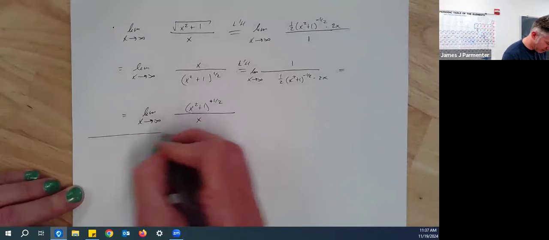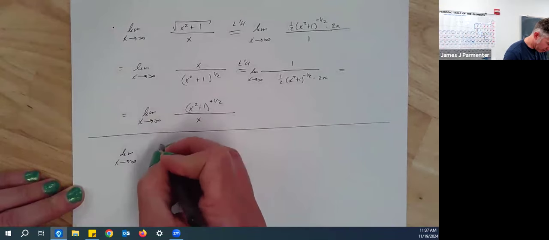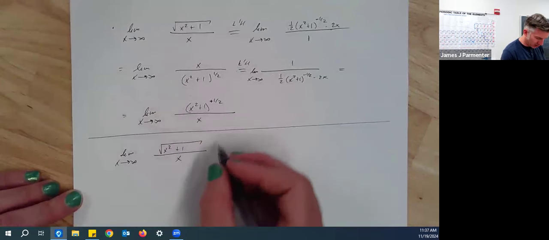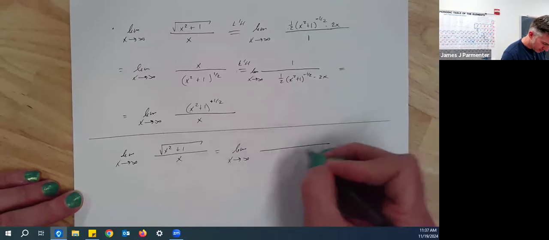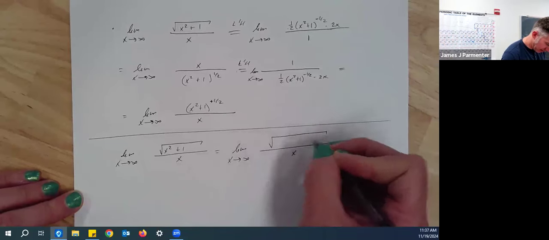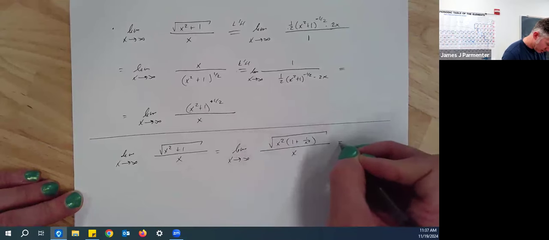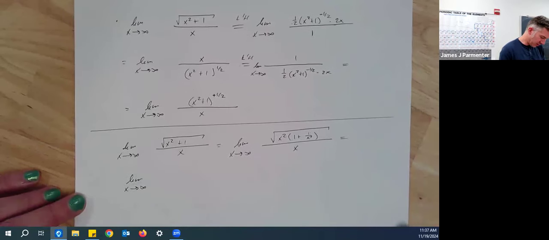So here's the way you actually deal with a limit like this. Limit as x goes to infinity of the square root of x squared plus 1 over x. You take the inside of the square root and you factor out an x squared. I'm going to have x squared times 1 plus 1 over x squared. So then we get the limit as x goes to infinity. Oh, I should have done negative infinity. That'd be much more exciting.